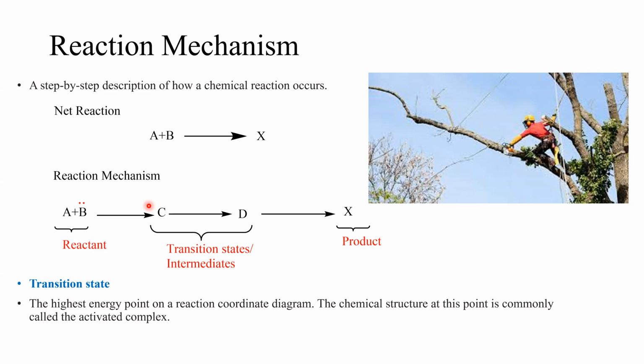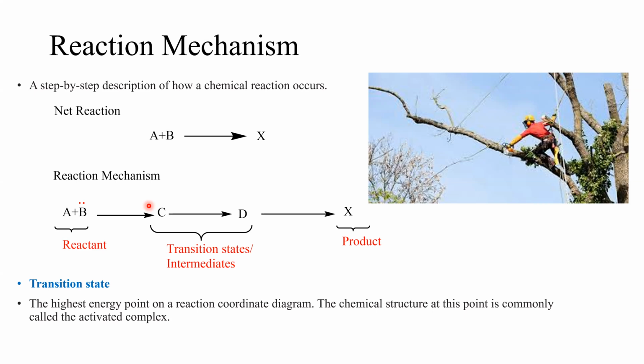So the chemical structure at this point is commonly called the activated complex. Another term by which you can understand it is the transition state. So this is basically the excited state. This is basically the activated complex which has formed from the reactant after some kind of reaction conditions. That could be the heating, that could be the stirring, the reaction mixing, or collision kinetics, or the energy collision with another reagent.